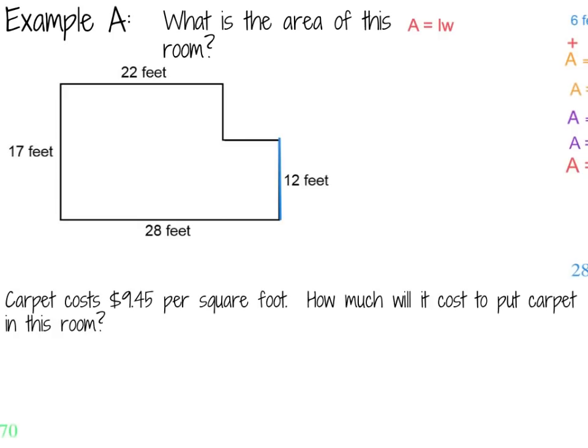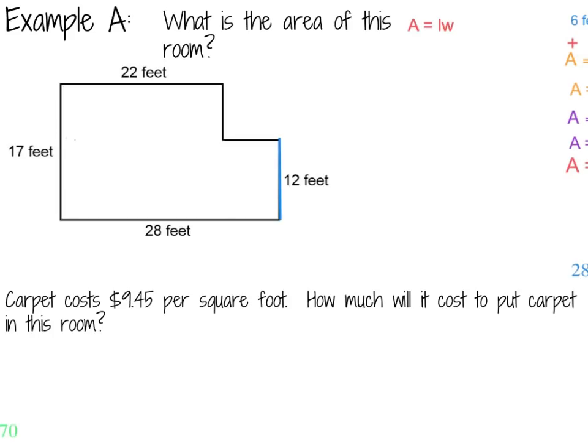So let's take a look at example A. Example A says, what is the area of this room? So taking a look at a room, it's obviously not going to be perfect squares. Most rooms are not. This is made up of what looks like to be more than one figure. So I can draw a line to separate this figure in several different ways. The reason I would do this is because I have a formula sheet that only has regular figures, so there's no area of irregular figures. I need to break it into figures that are regular so I can use my formula to figure it out.